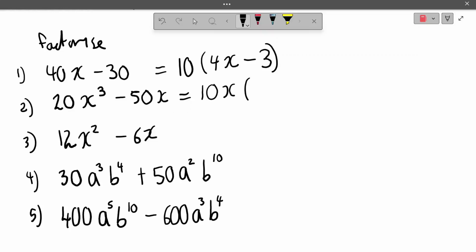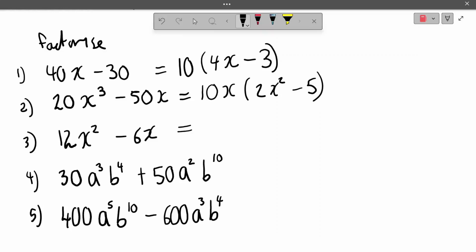But we have to do our numbers first. So 20 divided by 10 is 2. And then we have x squared. And then we put a minus in. And then our 50 divided by 10 is 5. And then x divided by x is 1. So it kind of just disappears.